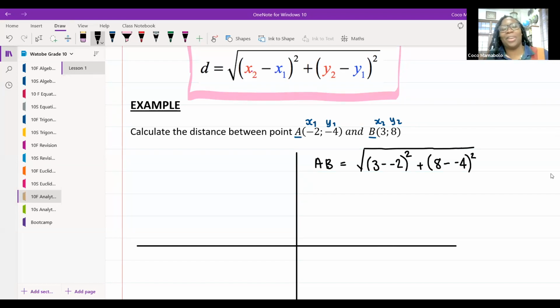Okay, ma'am. Are you sure? Because I'm really doubting myself. No, absolutely. Look, the only thing that we're going to have to do in the middle here is that the minus and the minus will give us a positive. Positive. Good. So I have 3 plus 2, which is actually 5 squared.